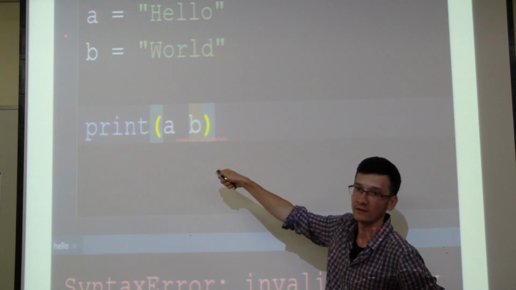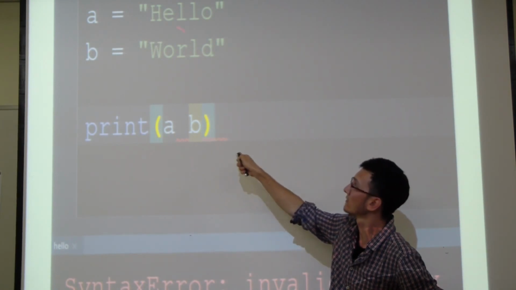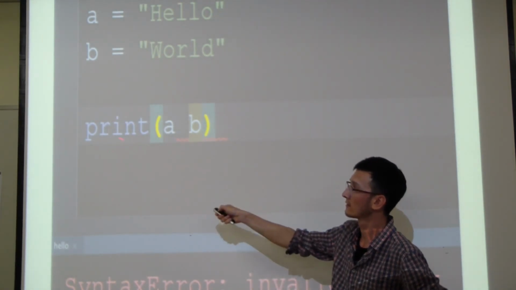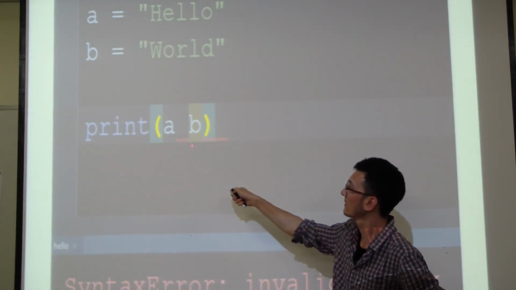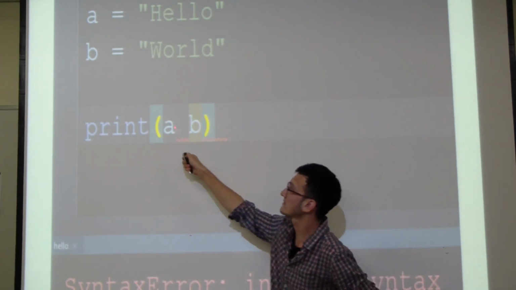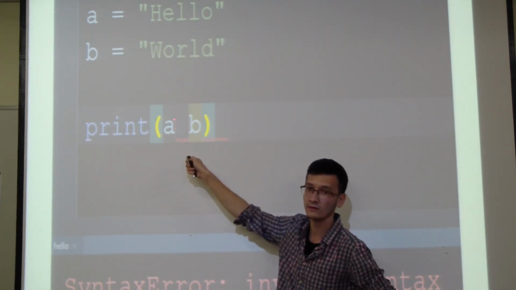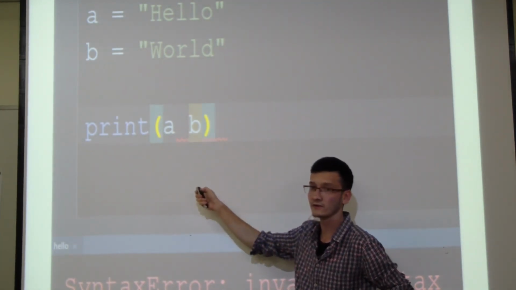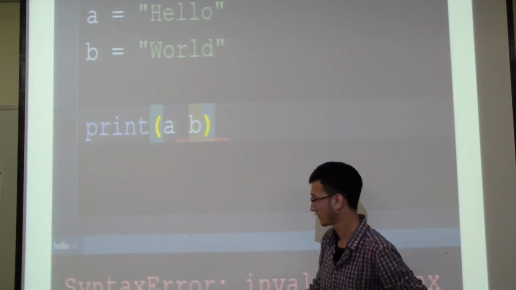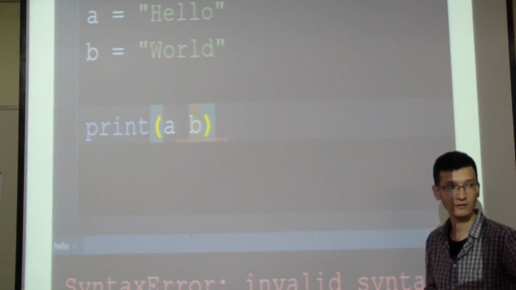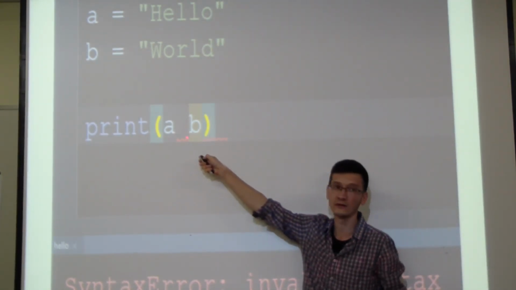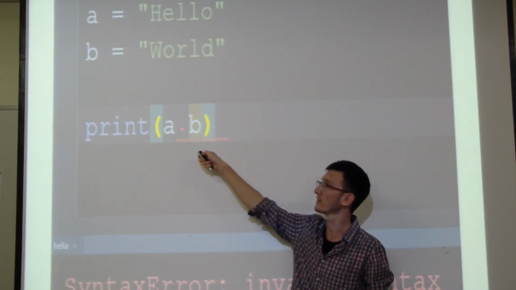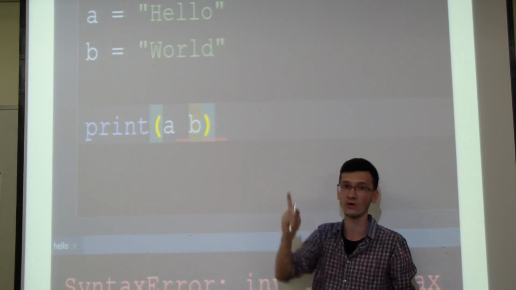B is world. In the memory, we have world, string data type. And we are printing them, for example, A and B. We have nothing here between them. If we don't put a comma or plus, it will not work. Our program will not work. Syntax error. We didn't put anything here. We should put plus or comma.